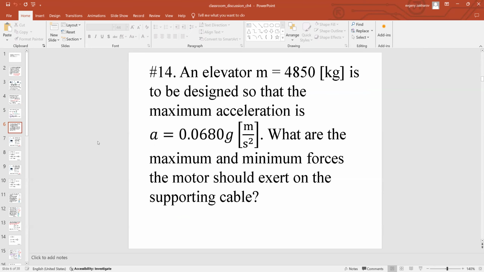Okay, now we got an elevator with maximum acceleration is given. What's the minimum and maximum forces that we exert on the supporting cable? The key word is cable. What kind of a force for cable? Tension. So tension is always along the cable. So cable, cord, or rope, every time you see those three words, you got to consider tension.